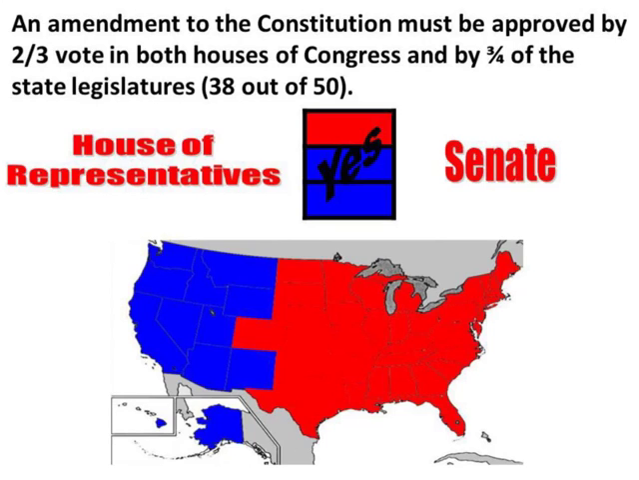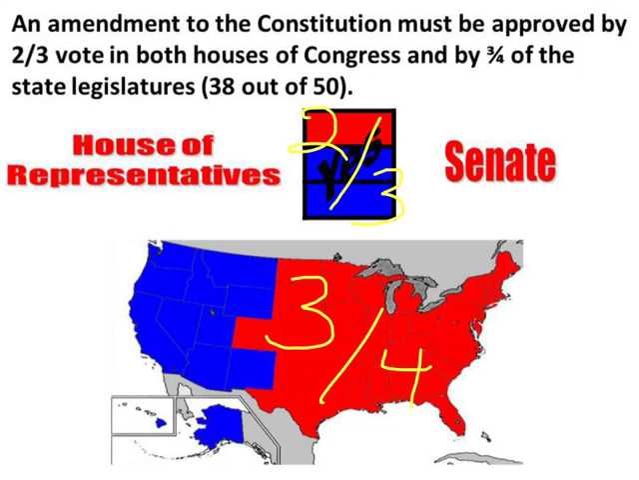An amendment to the Constitution must be approved by 2/3 vote in both houses of Congress and by 3/4 of the state legislatures, which is 38 out of the 50 states. So in order to amend the Constitution, 2/3 of the House of Representatives and the Senate have to vote yes, and 3/4 of the states have to vote yes.